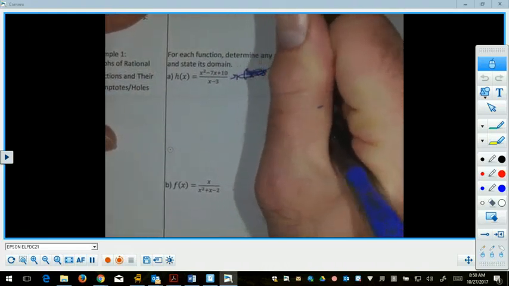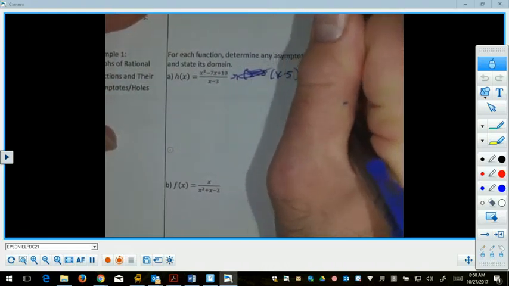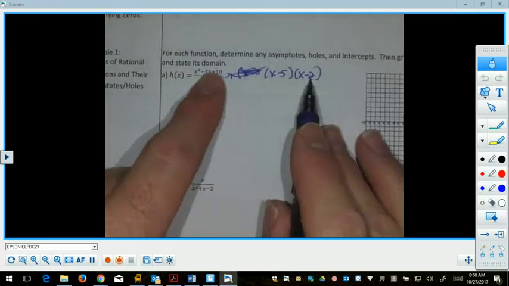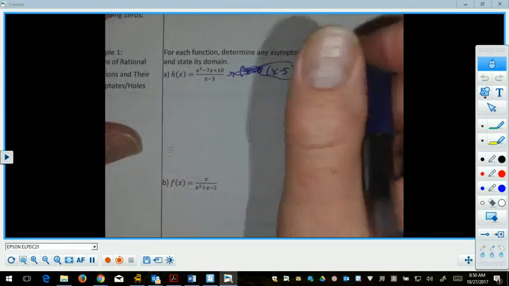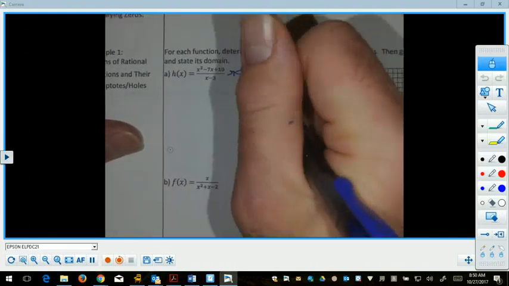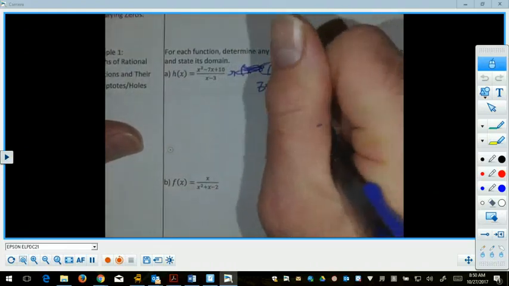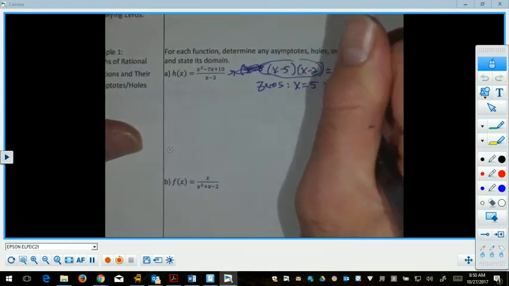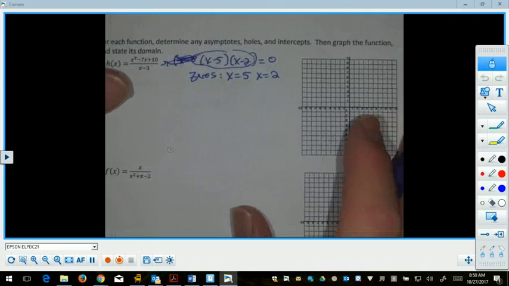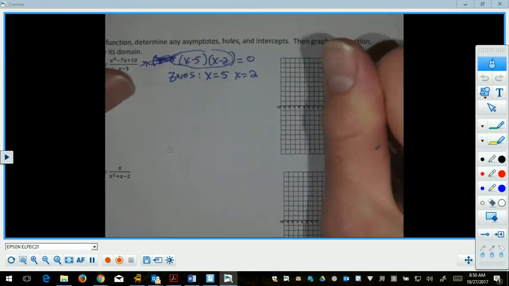So x minus 5, x minus 2, that multiplies to negative 10 and adds to negative 7. Since that's my numerator, that's going to help me get the zeros. The zeros will be x equals 5 and x equals 2. And I can plot those right now on my graph.